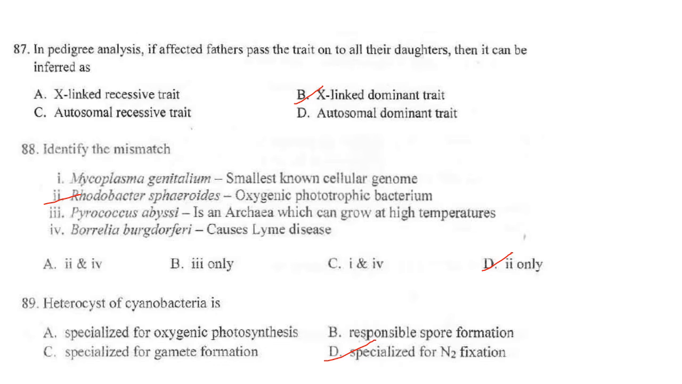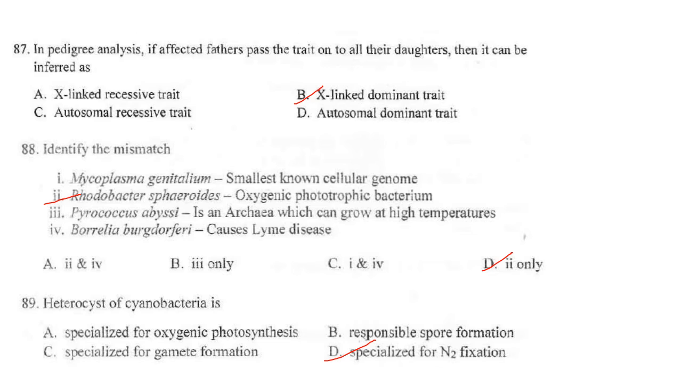So it is X-linked dominant trait. Then identify the mismatch. Mycoplasma genitalium, smallest known cellular genome. Rhodobacter spheroides, oxygenic phototrophic bacterium. It is anaerobic phototrophic bacterium. So that is the mismatch. So 2 is a mismatch. Then Pyrococcus abyssi is an archaea which can grow at high temperatures, and Borrelia burgdorferi causes Lyme disease. So only 2 is the mismatch. So answer is option D, 2 only.